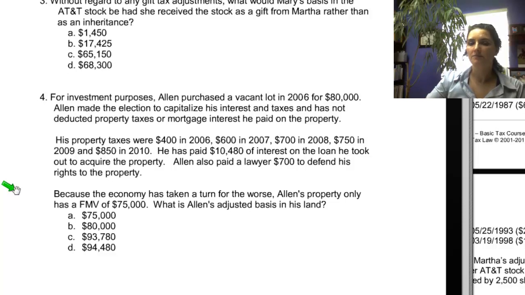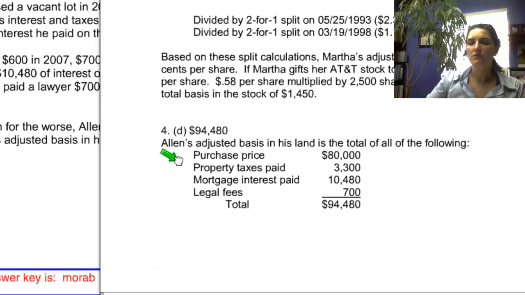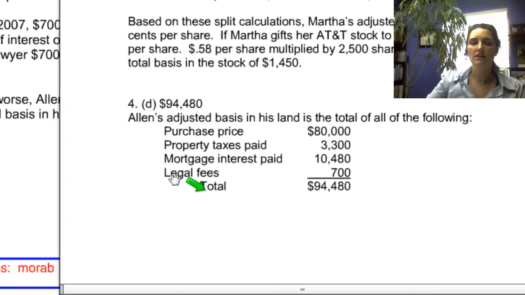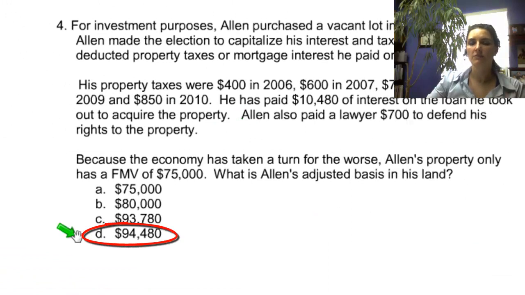What is his cost? Well, his cost is essentially what he paid for it plus all of these other amounts. So we have the purchase price of the property, $80,000, the accumulated property taxes that he paid of $3,300, the mortgage interest that he paid, the legal fees. So his total cost basis is $94,480, which was answer number D.